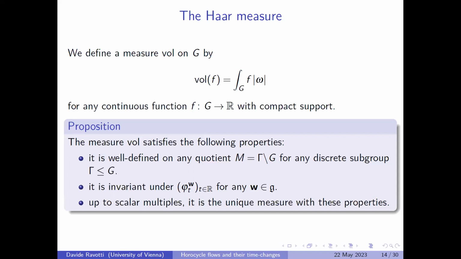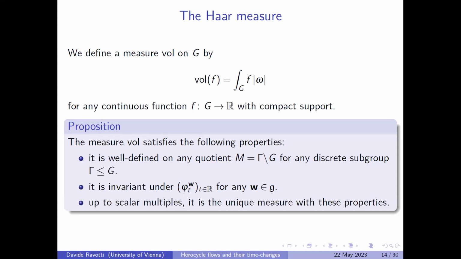And it has two other very nice properties. Well, one is what I was mentioning, the fact that it's also defined on quotients, because again, this is given by integrating a differential form, which is a local operation, and locally M is like G. So it's invariant also by left multiplication. So it's well defined on the quotient, and is also invariant by multiplication on the right.